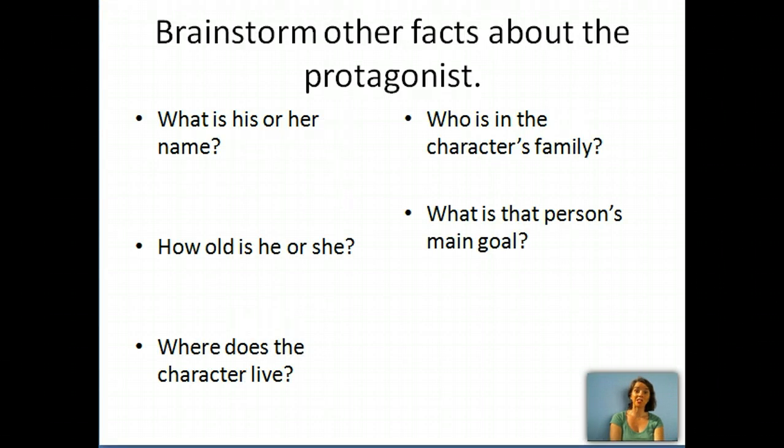Now with your class again, I want you to take a look at a few more questions about your protagonist, just so we get to know your protagonist more. The first question is, what is that person's name? How old is she or he? Where does that character live? Who is in the character's family? And what is that person's main goal? So take a pause and discuss those things and then come back and we'll go on to the second kind of character in this story.